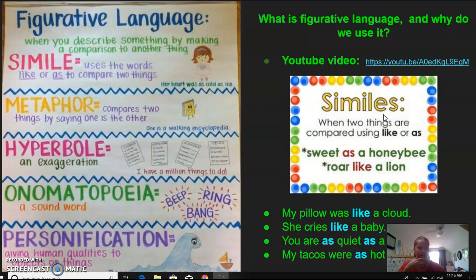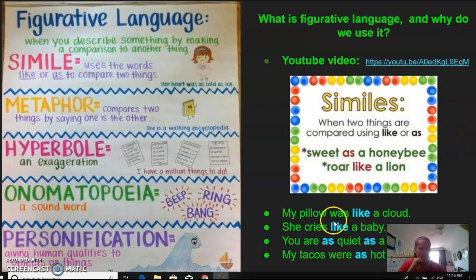Again, we know that we're comparing two things, and you're going to hear the words like and as in a simile. They gave you two examples, sweet as a honeybee. When you think about something that's sweet, maybe it's a cupcake, right? A cupcake is as sweet as a honeybee. Well, honeybees aren't really sweet, but the honey that they make is really sweet, right? So you could compare those two things. Or roar like a lion. You could compare this to maybe your dog, right? When they howl or bark, they roar like a lion.